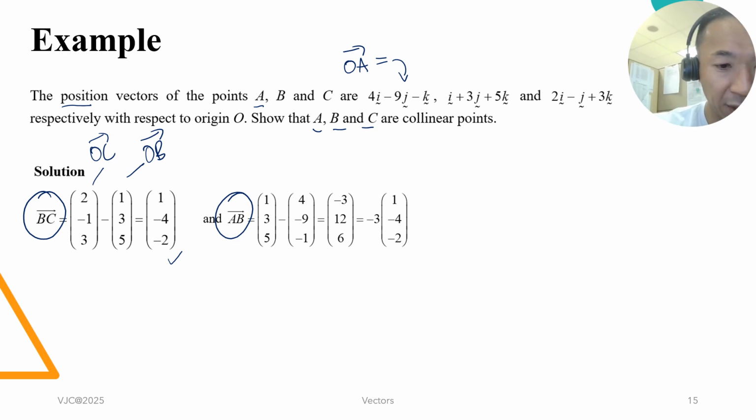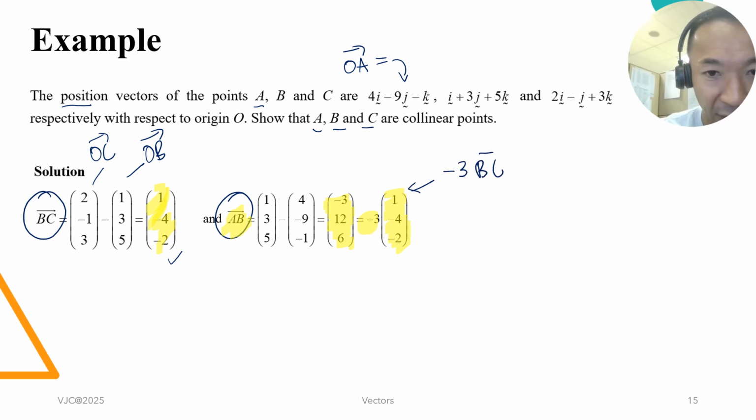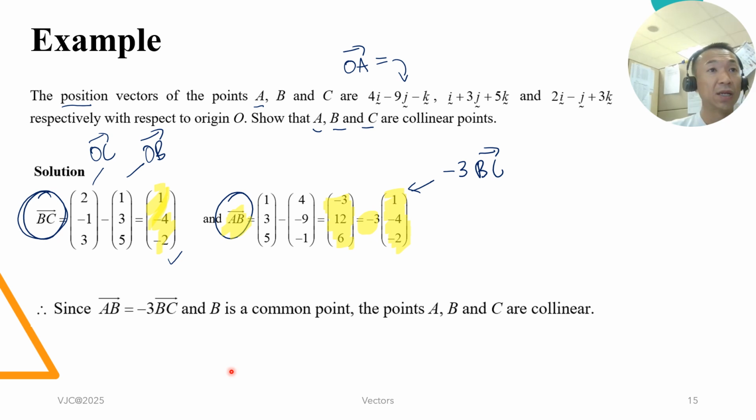Now in this calculation, you do realize that this is AB, and somehow then it can be expressed. You factorize the negative 3 out, then you realize that AB actually is a scalar multiple of BC. So if I can say AB is equal to negative 3BC, which is here, then surely I can say AB is a scalar multiple of BC and B is a common point, so ABC are collinear.